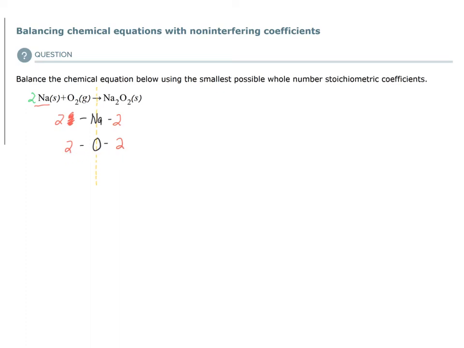So my new balanced chemical equation would be 2Na plus O2 yields Na2O2. The coefficient here is a 1, and here's a 1.